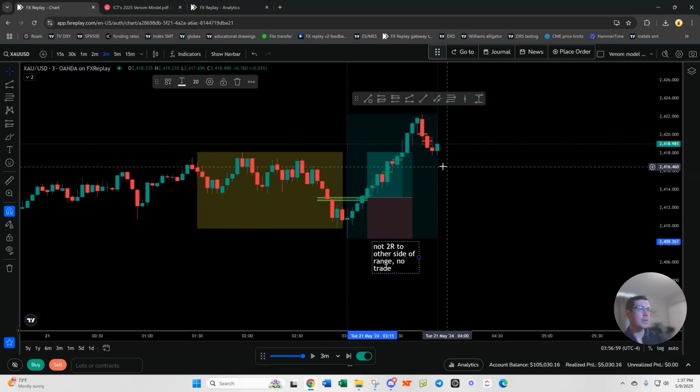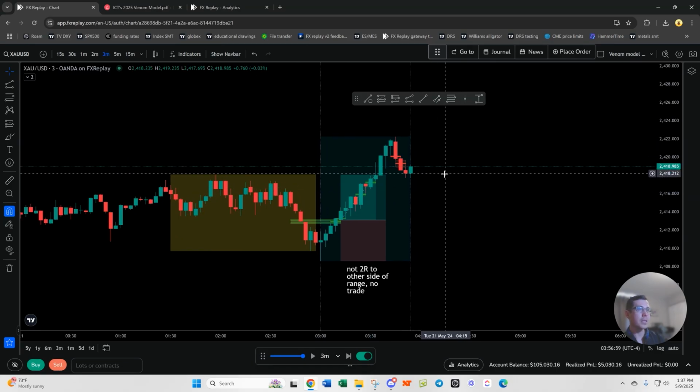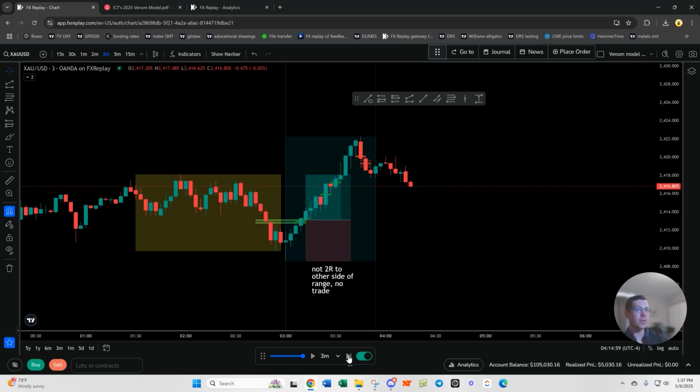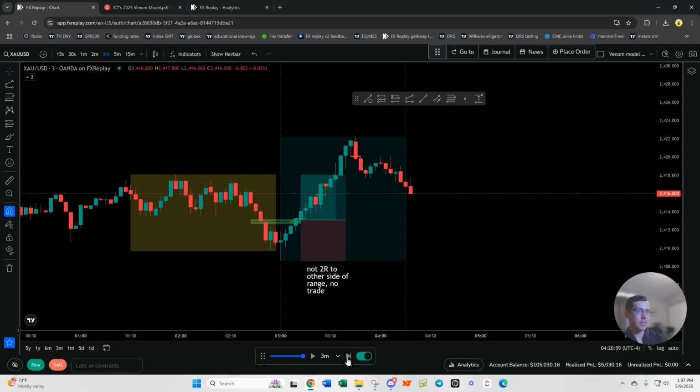We do still have a little bit of time left in the day, and there could be a potential downside reversal if we come back to this previous bullish fair value gap, but we don't have a whole lot of time left. Let's see if we get a BPR.